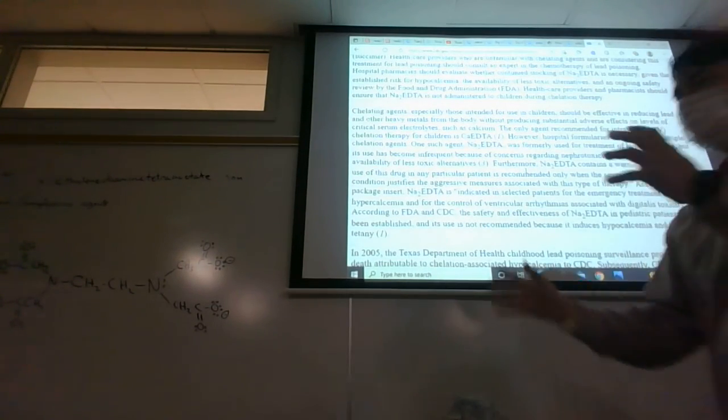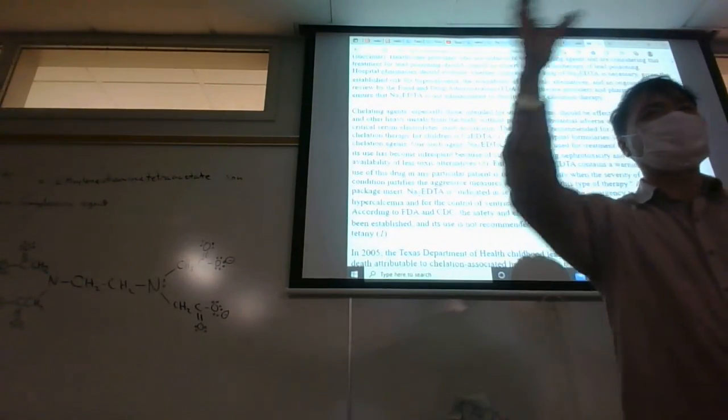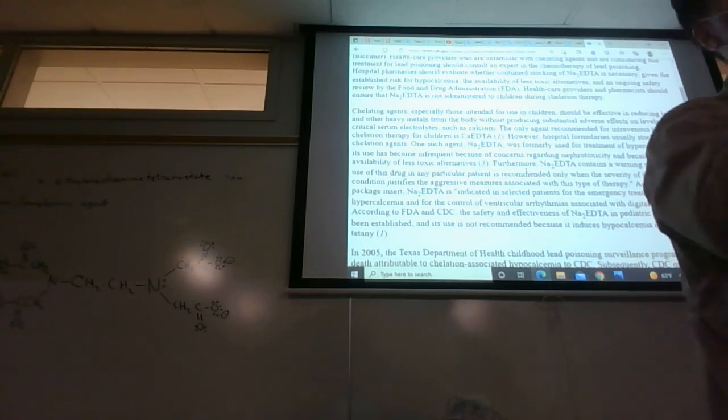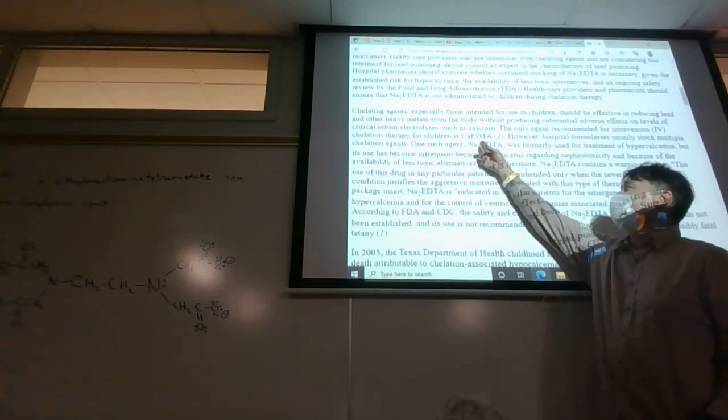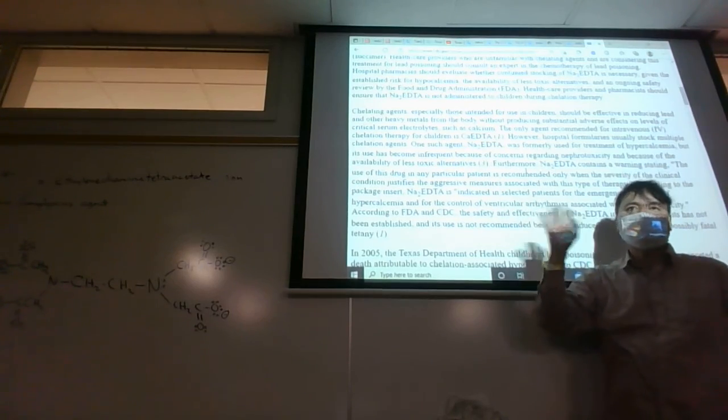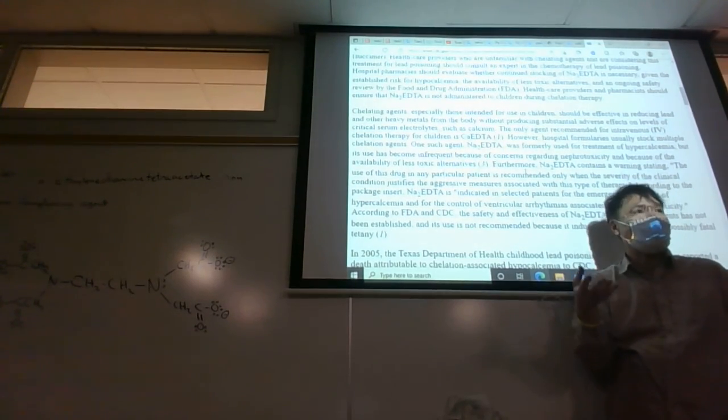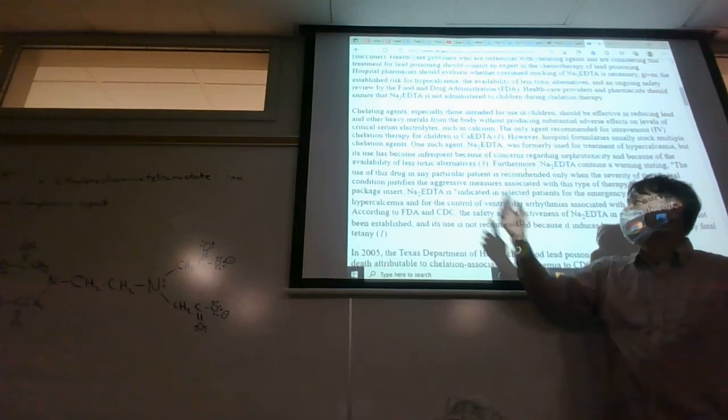Well, EDTA needs to be free. EDTA needs to be free to find lead ions. When it finds a lead ion, then it's going to encapsulate it. Chelating just means claw. A chelating complexing agent. And so which of these 2 are going to have more EDTA that's free to react? The calcium or the sodium?